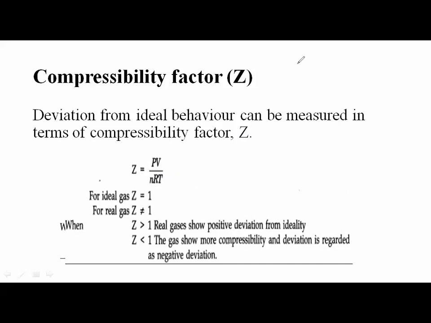Now we know that an ideal gas obeys the equation PV is equal to nRT. How do we explain this based on the compressibility factor? Z is equal to PV upon nRT. If Z is equal to 1, it is for an ideal gas. If Z becomes 1, then 1 is equal to PV upon nRT, and taking nRT to the other side, we get PV is equal to nRT. Therefore, the value of compressibility factor for an ideal gas is 1.